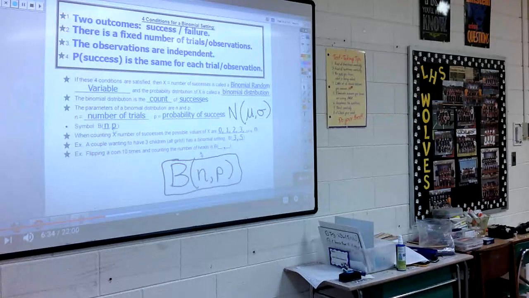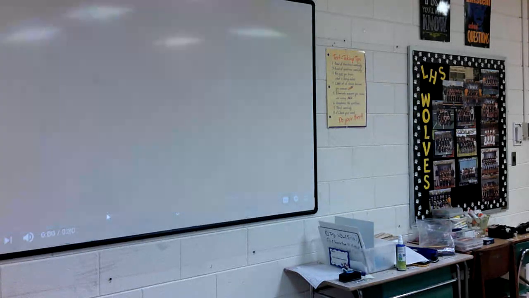That's 0.5. Next, flipping a coin 10 times and counting the number of heads is a binomial distribution. What would be the n for that? For the binomial, in that example, what would n be? 10, because n is the number of trials. And then p would be 0.5, because that's the probability of it landing on heads.